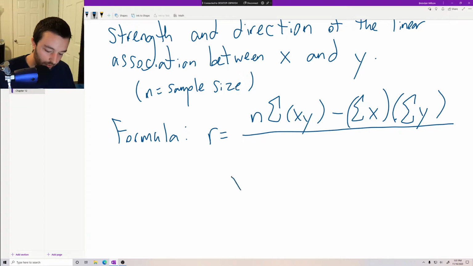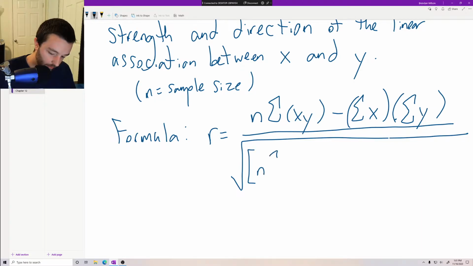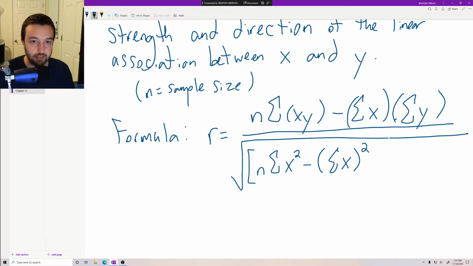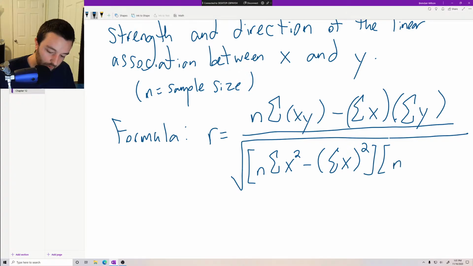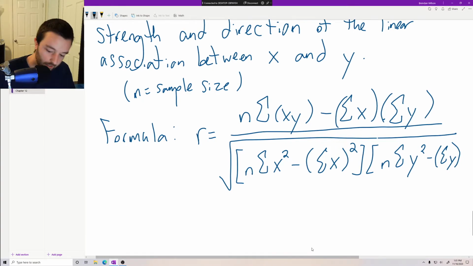The denominator, the whole thing is in a square root. And we're doing N, the sum of the X squared. So you would square the X's and then add them together. Minus the sum of X's squared. So the opposite again, you add the X's, and then you square them. Okay. And then the same thing with the Y's. Sum of the Y squareds minus the sum of the Y's squared.